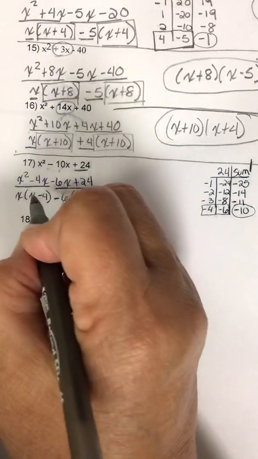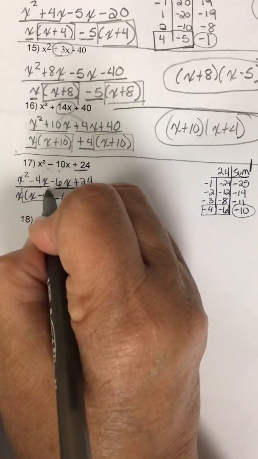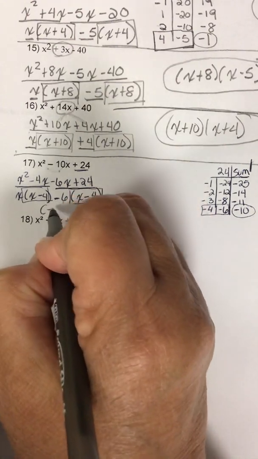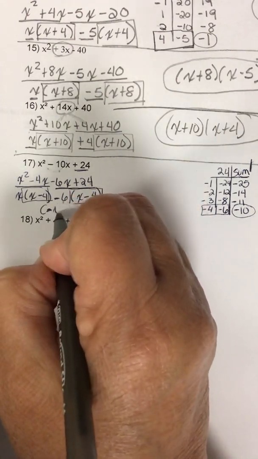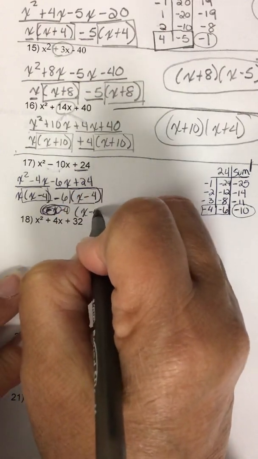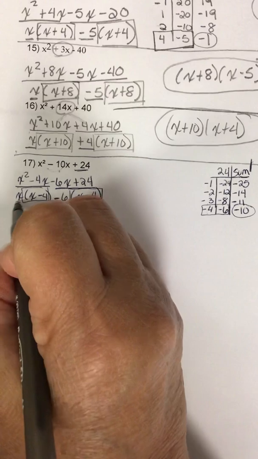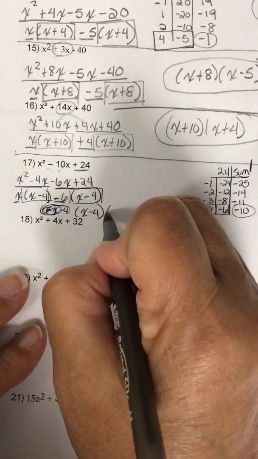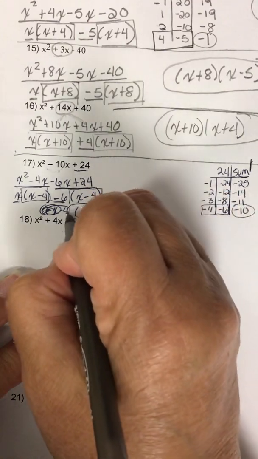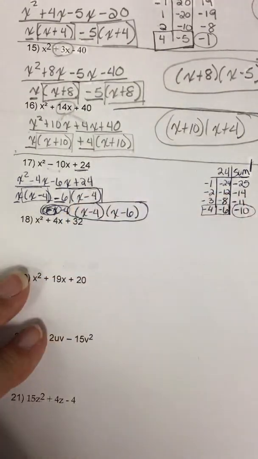Now I'm going to take my common factor, x minus 4, multiply it by what's left, x minus 6. And that's going to be my factors for that polynomial.